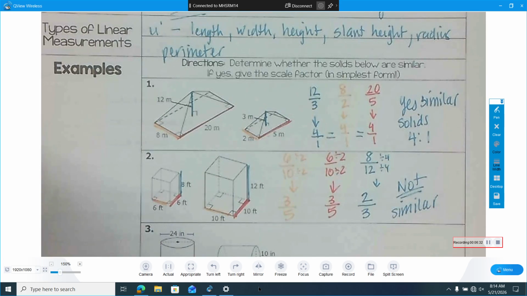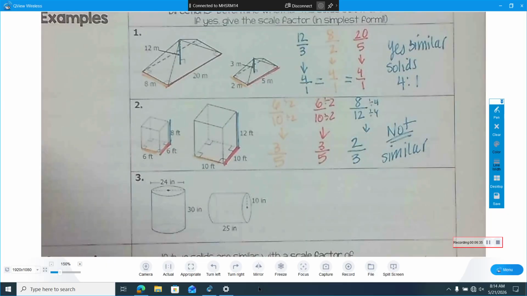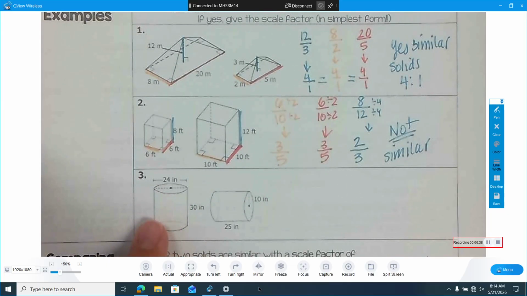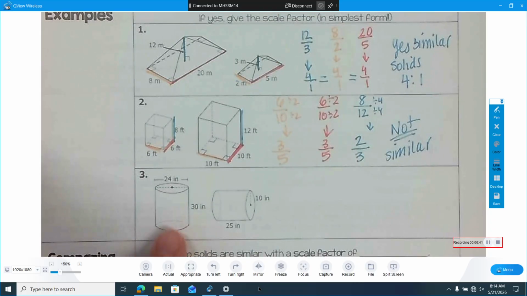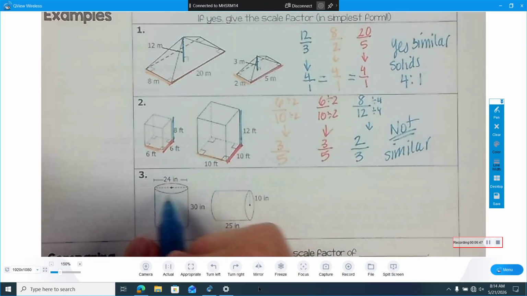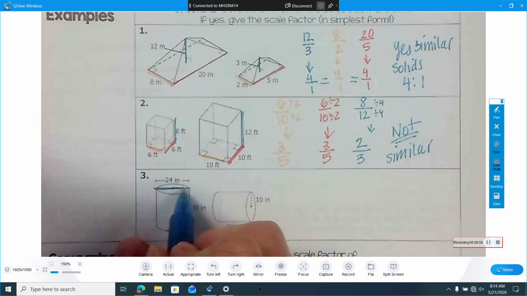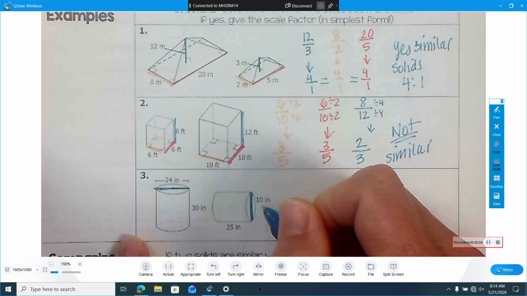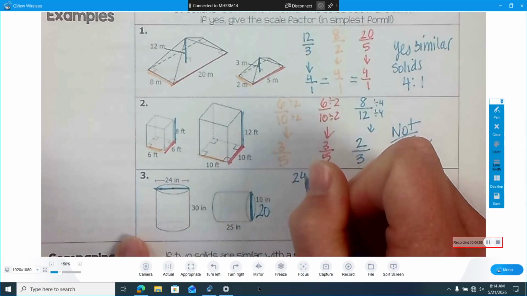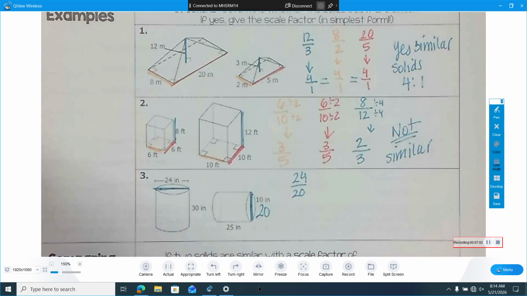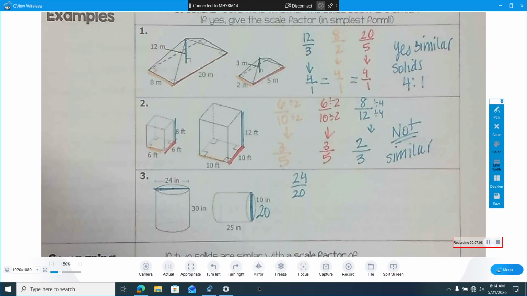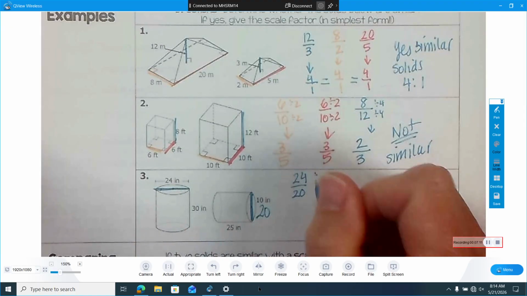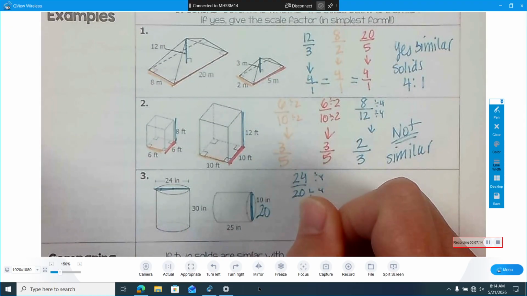Any questions on that? No. Now on number 3, just to get started, what does 24 compare with? The diameter 20. There's a couple ways we could do this. We know this is a diameter of 24, so I have to have the diameter of this one as well, which would be 20. So we would compare 24 to 20. Could you compare the radius length to the radius length? That would also work. Make sure they agree. 20 over 24, divide by 4, top and bottom, that would be 5 over 6.